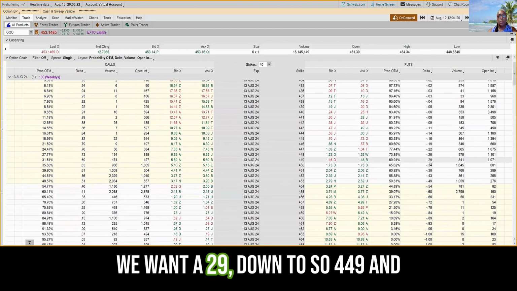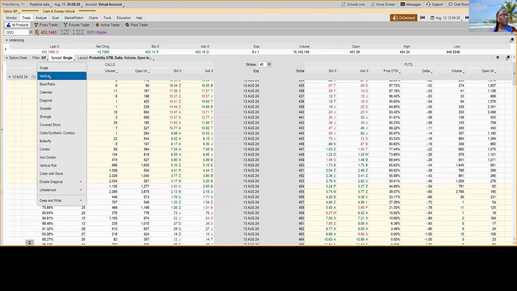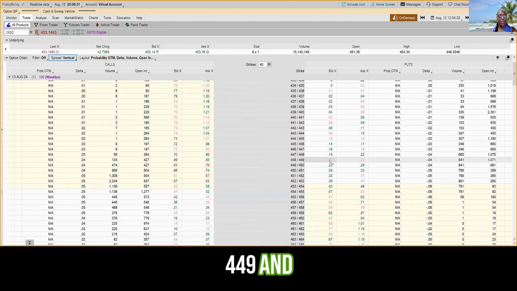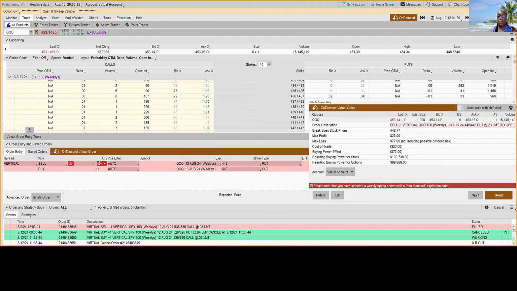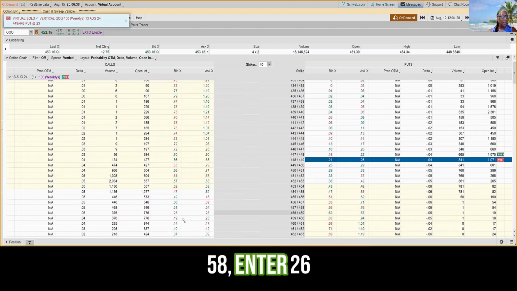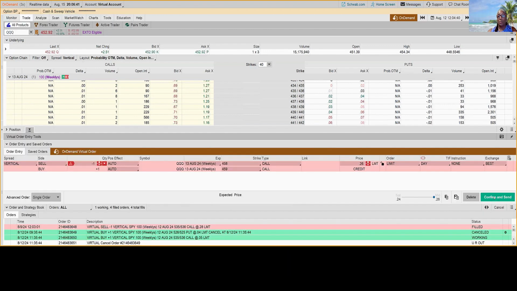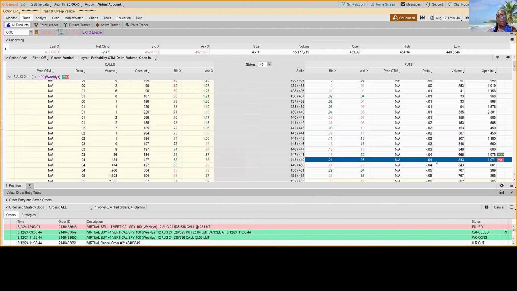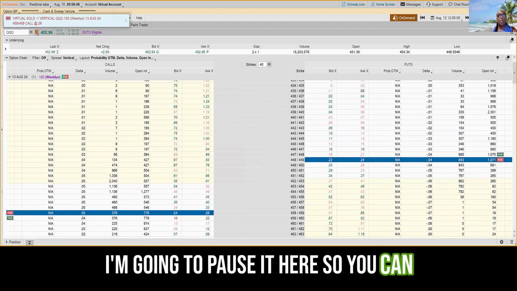We want a 29 delta, so 449 and 458. 449, enter, $23. 458, enter, $26. Go ahead and pick up. There we go. I'm going to pause it here so you can see exactly.